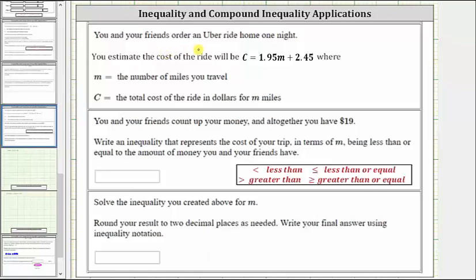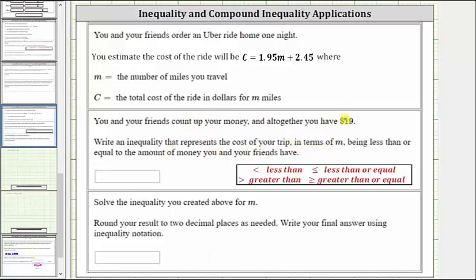You and your friends order an Uber ride home one night. You estimate the cost of the ride will be C equals 1.95m plus 2.45, where m equals the number of miles you travel, and C equals the total cost of the ride in dollars. You and your friends count up your money and altogether have $19. Write an inequality that represents the cost of your trip in terms of m.